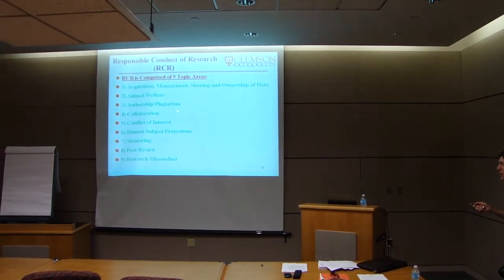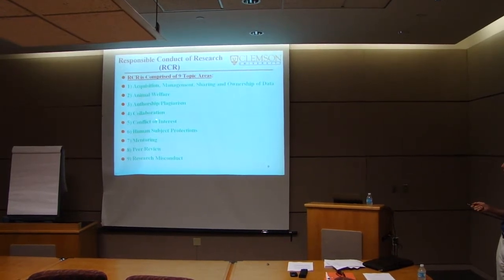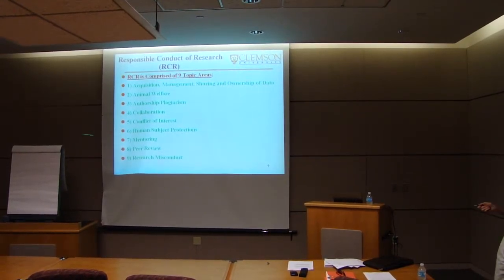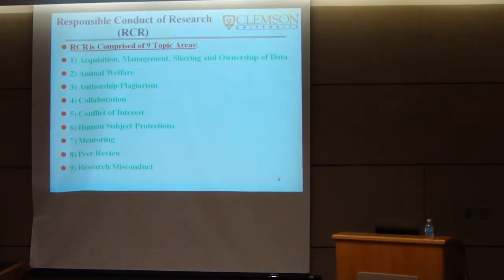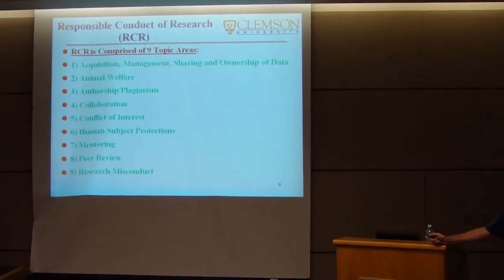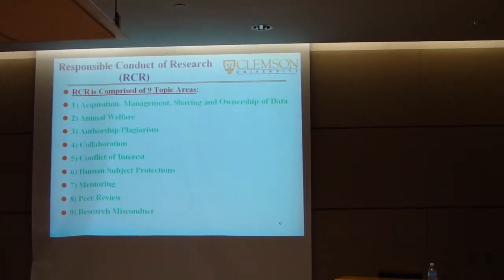Censorship and plagiarism, that's definitely very important. That's probably the most important one for researchers. Collaboration, which is kind of related to that. Conflicts of interest, human subject protections. Probably most of us don't work in that area, but you never know. Mentoring, peer review, and research misconduct.